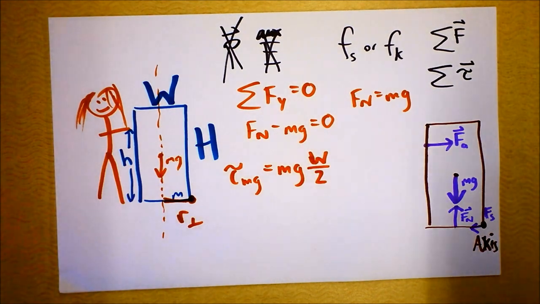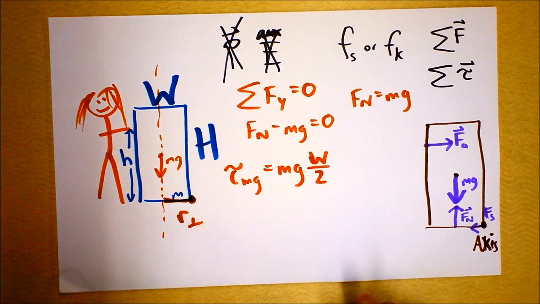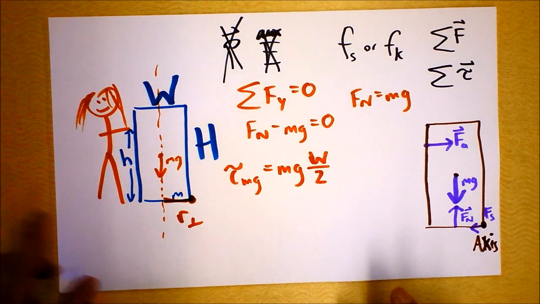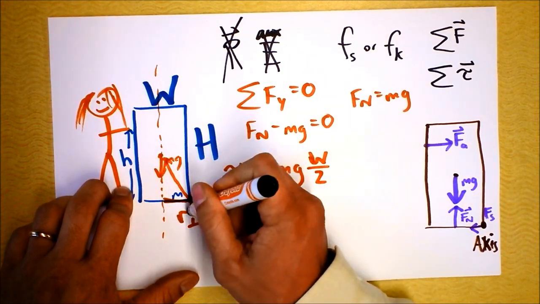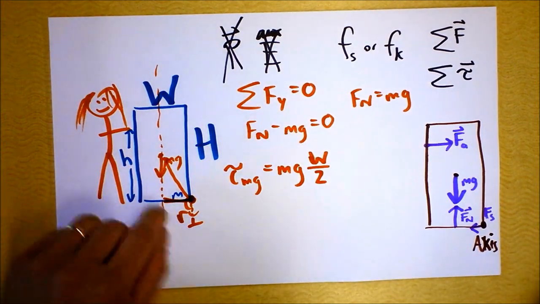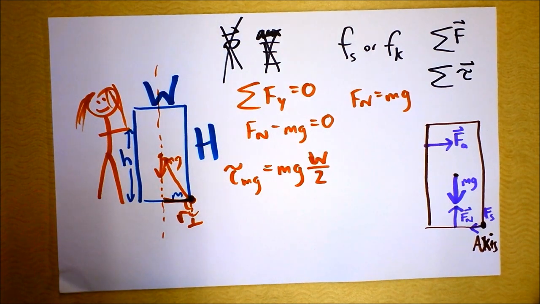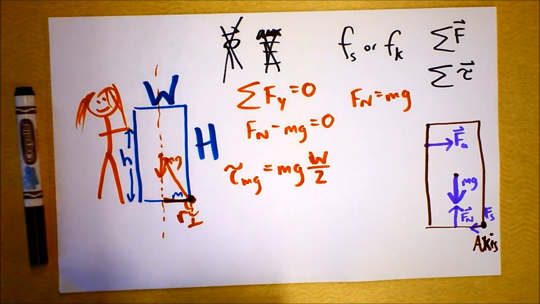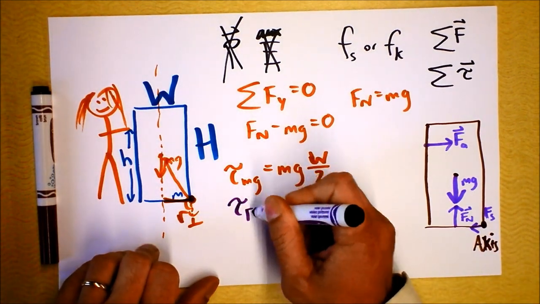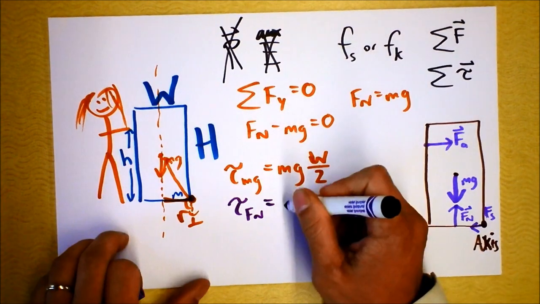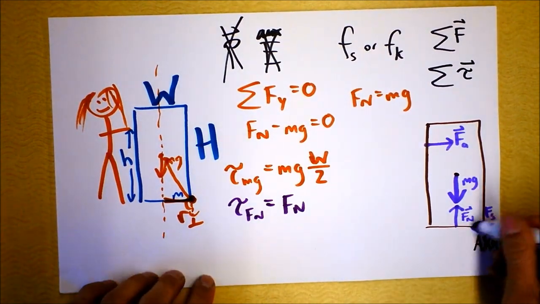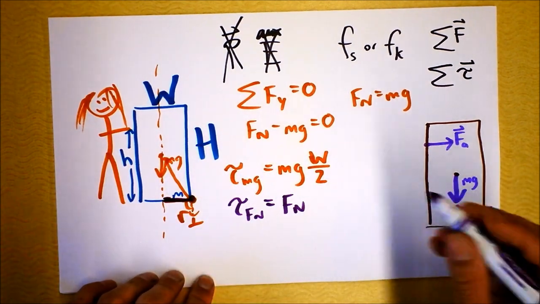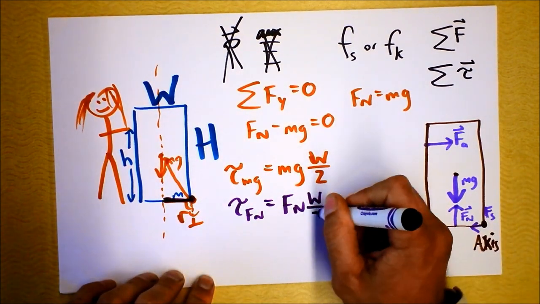All right. The next step is to look at, you could do it in more complicated ways. You could say this is the r vector right here, and then you'd have to take into account this angle right here. You don't want to do that, though. You want to look for r perp all the time when you can. All right, so let's look at the torque from the normal force. The torque from the normal force is however big the normal force is times where the normal force acts. Oh man, r perp from the normal force is the same darn number, W over 2.